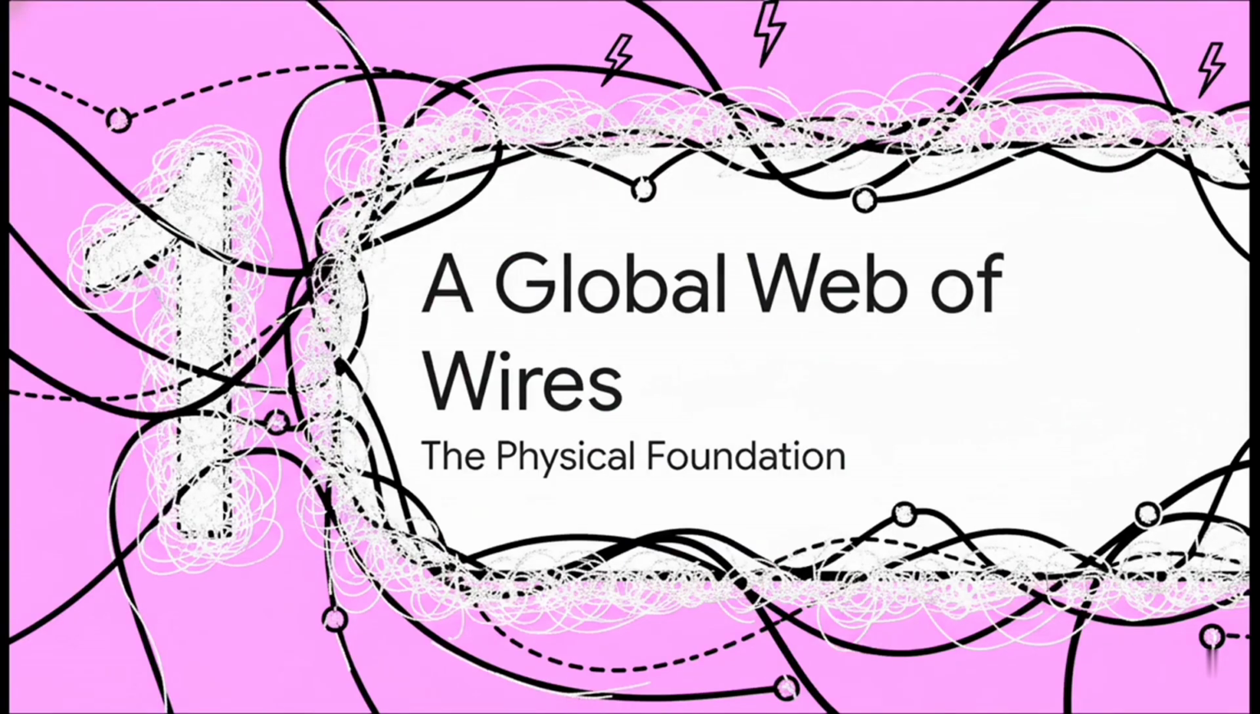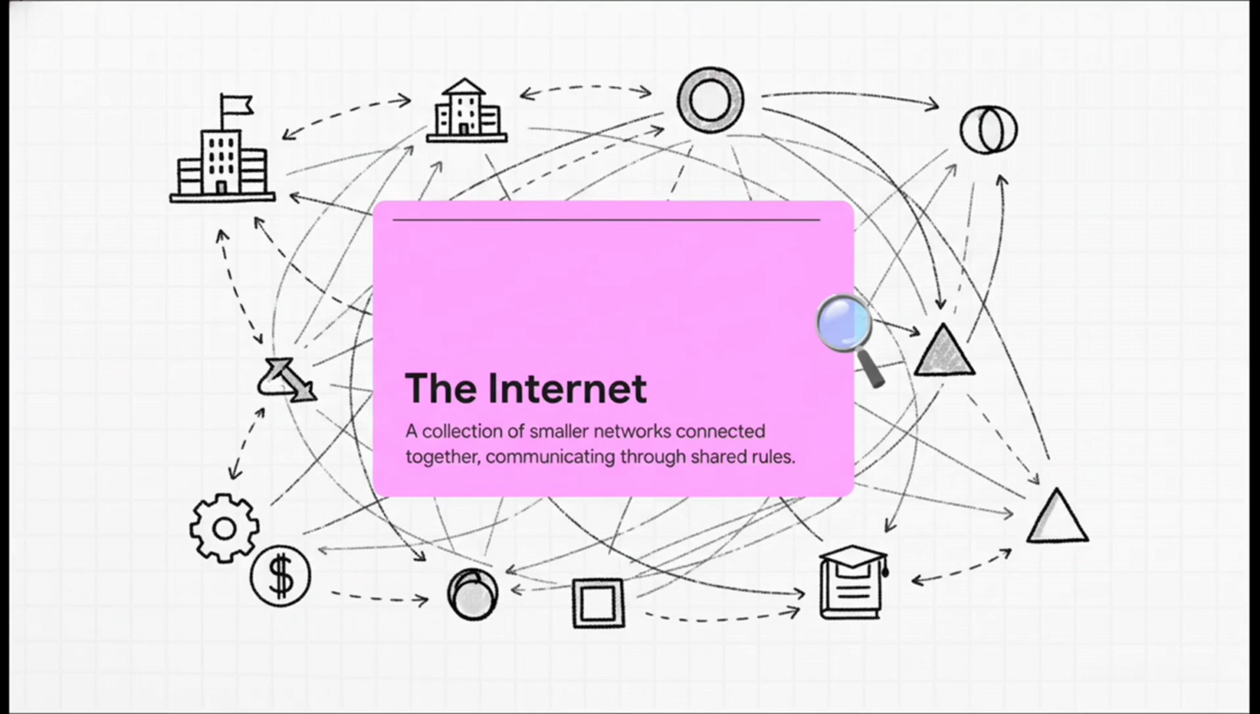All right, so let's dive into that physical system. Because when we say the internet is a web, we mean that pretty literally. It is a planet-spanning web made of actual physical wires. You know, the first thing to get your head around is that there's no single internet machine somewhere. It's actually a network of networks. Think about it. Thousands of smaller, independent networks run by governments, universities, and companies all over the world, and they've all just agreed to connect and talk to each other. No one person or company owns the whole thing.